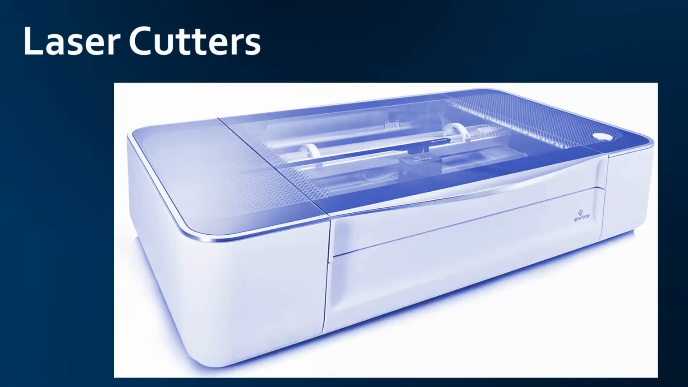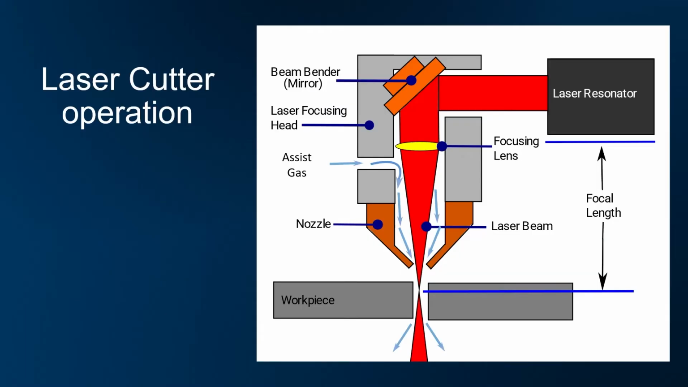All right, first up is laser cutters. This is a Glowforge. This is actually a laser cutter that I own. Well, not this specific picture because Glowforge takes better pictures than I do. Okay, how do laser cutters work? You have some kind of laser that's focused by a head, and it cuts a piece of material.